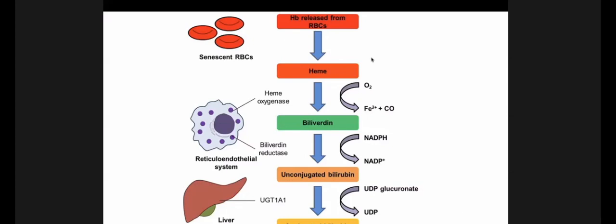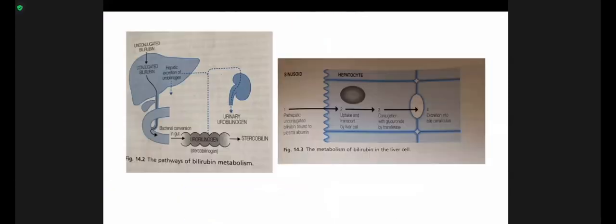And here we go again, a bit more biochemistry. Red cells are releasing hemoglobin, you get the heme. Heme gets converted in the reticuloendothelial system to biliverdin and then bilirubin. It is in an unconjugated form, right, which is not soluble in water, it's protein bound. It goes to the liver, and in the liver it is conjugated with glucuronic acid to form conjugated bilirubin, which is then excreted in the bile, right?